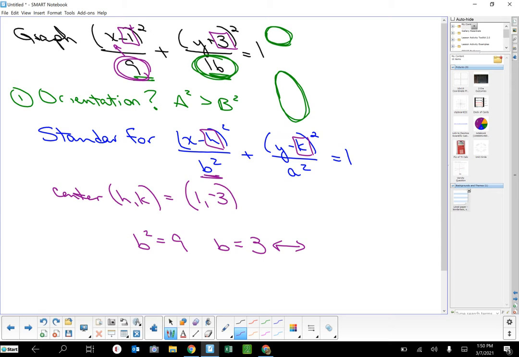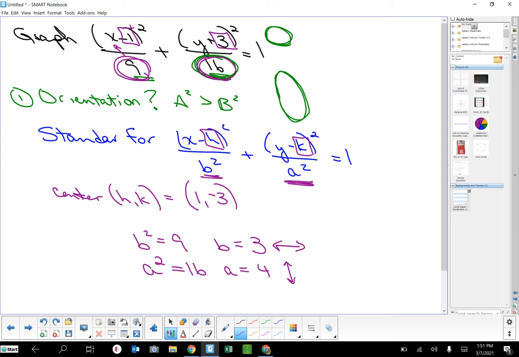Okay. A squared is under the y in this case. So a squared is equal to 16, which means a equals 4. And because a is under the y, a is going to go up and down. And I like to place those arrows on mine so I don't get confused. I mean, I still do that, after 20 some years of doing these.